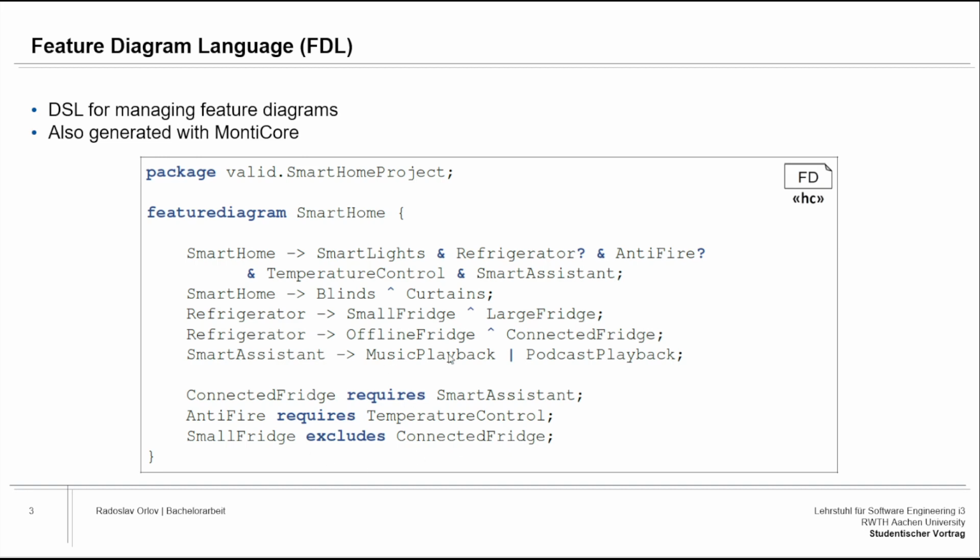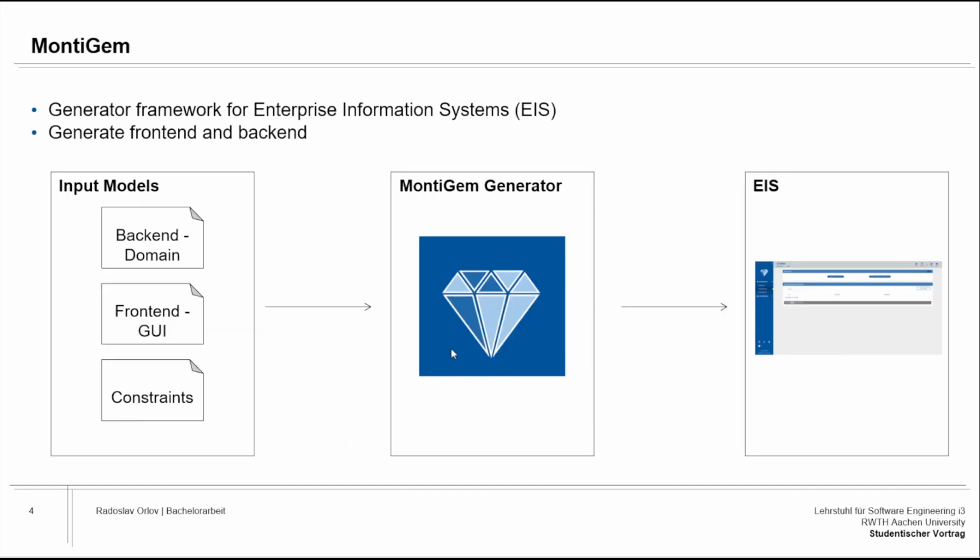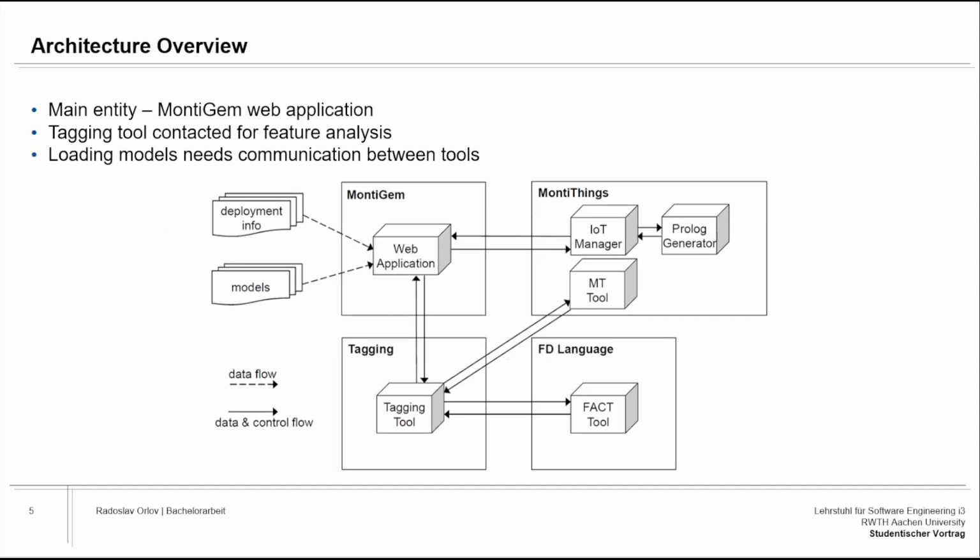To provide a meaningful way to interact with the product of this thesis, an existing graphical interface has been utilized in the form of the MontiGem IoT deployment application. MontiGem works by supplying backend and frontend handwritten files and running them through the proprietary generator, which then outputs the functional application. The figure in front of you gives the architecture overview of this thesis.